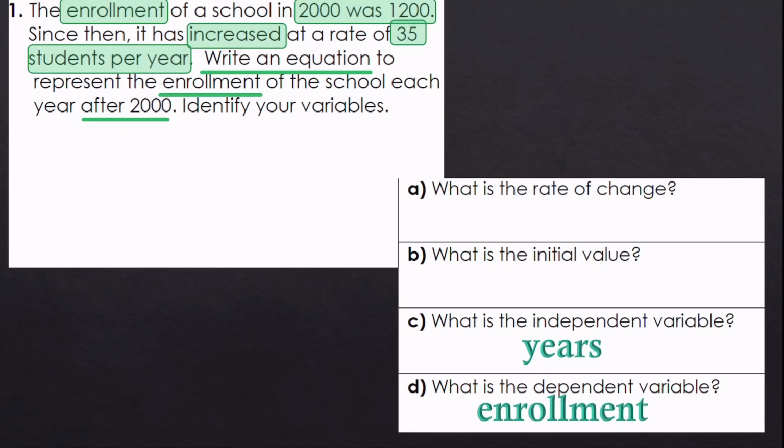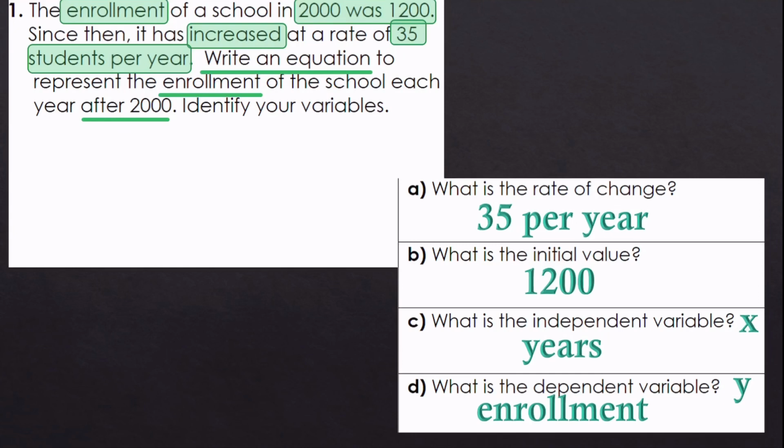So now we got to go back up and look. What was the rate at which the enrollment was changing? 35 per year. That's your rate of change, okay? What was its initial value? What did the school start at? 1,200. So each one of these things is a component of our equation. The number of years being independent, that's your X. Your enrollment is your Y. So those would be your ordered pairs when we solve this equation. But remember, we're creating an equation that represents the enrollment each year. So meaning this is going to be an equation that could be used for each year.